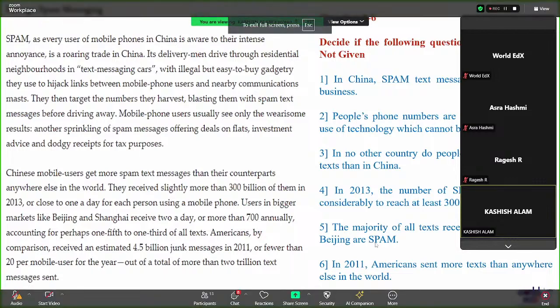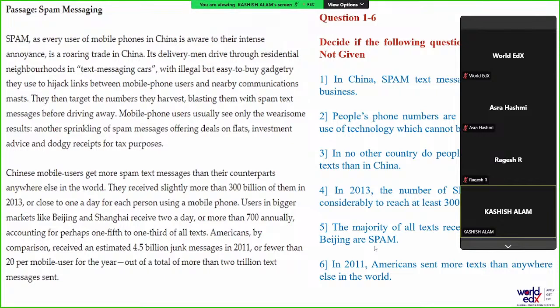Americans, by comparison, received. Okay, one thing they are talking about the word received over here, but what I have to verify is about the sending part. An estimated 4.5 billion junk messages in 2011. Okay, but in 2011 they have something given about the receiving of the junk messages. Nothing has been stated about the sending of the messages. Isn't it so? Yes, ma'am. Right. So here it comes.